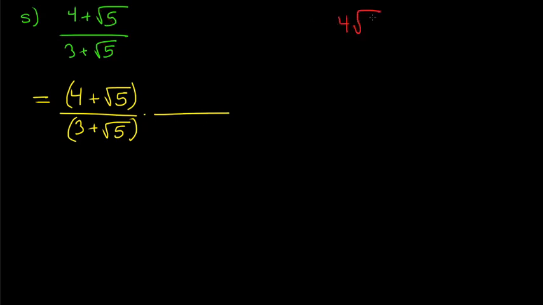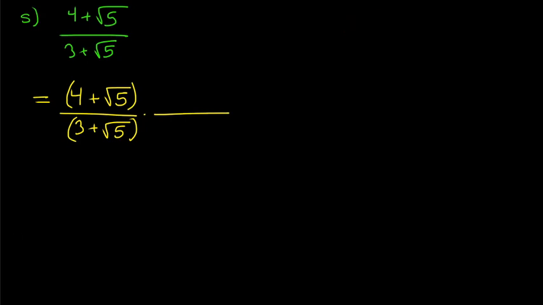So, for example, if I had 4 square root of 5 over 3 square root of 5, yeah, you're multiplying. So square root of 5 divided by square root of 5 is 1. That would be 4 over 3. But you see the difference here. You're not multiplying 4 times the square root of 5. You're adding 4 plus the square root of 5. So don't make the mistake of canceling those.